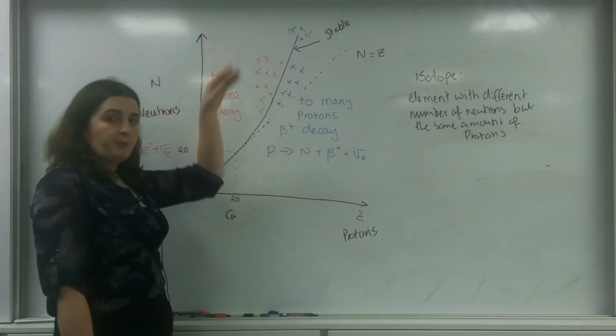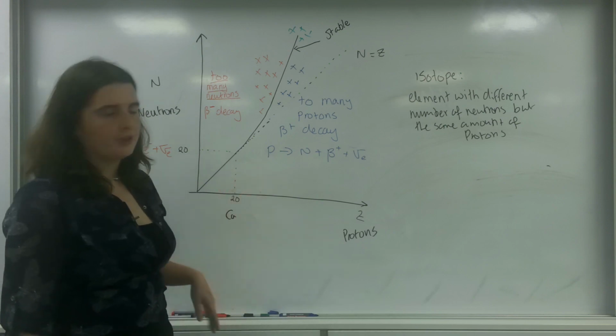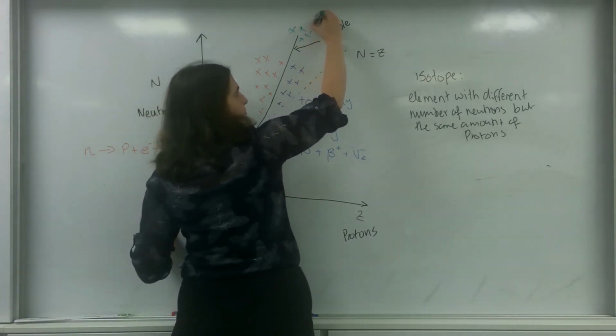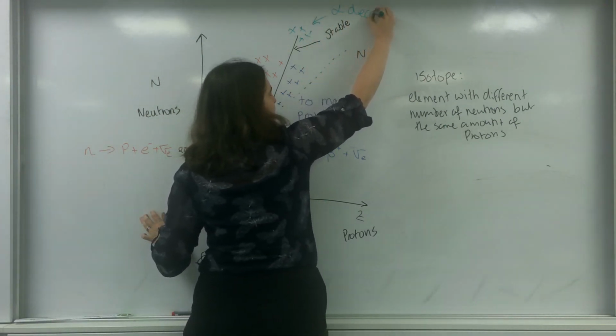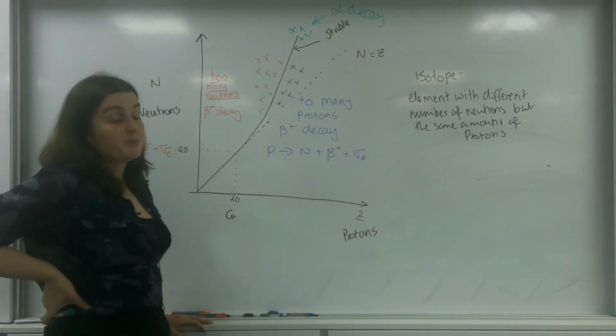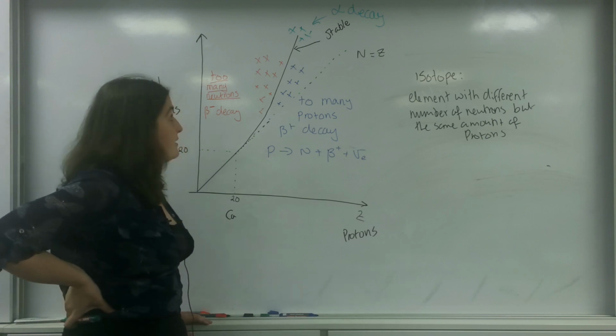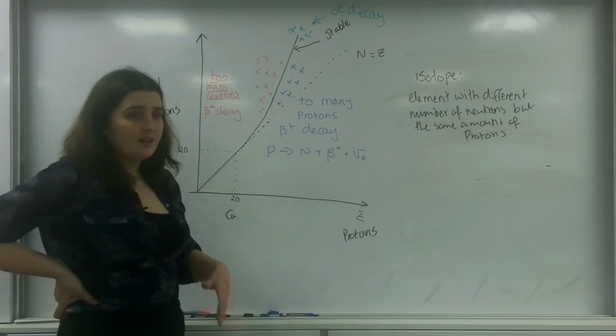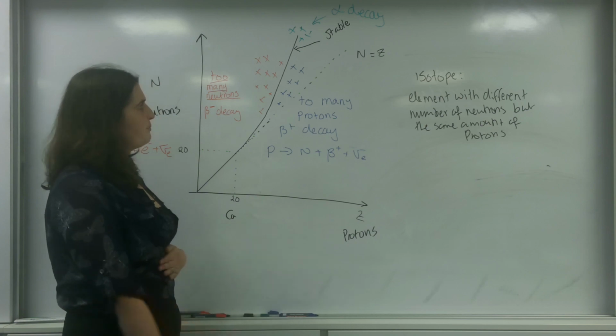This region at the top, where it's really heavy and has loads of neutrons and loads of protons, is where you get alpha decay. This is where you lose a helium nucleus. This is because it's so large, it will decay via losing protons and neutrons. Okay.